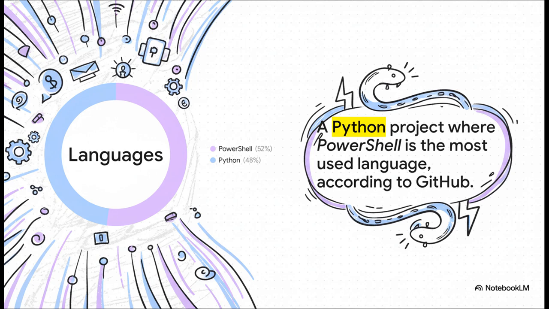You'd think a Python project would be mostly Python, right? Well, take a look at this. According to GitHub, the main language is actually PowerShell, coming in at over 51%. Now, this is probably due to setup scripts and automation, but it's a perfect little reminder that even simple projects can have some unexpected stuff working behind the scenes.